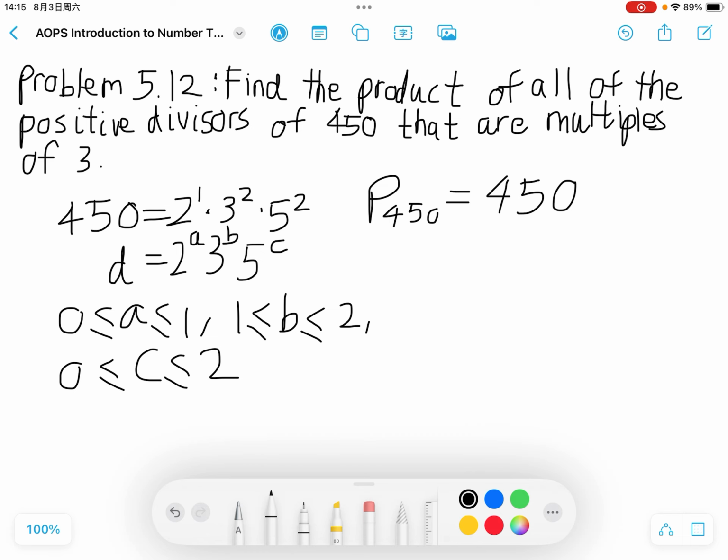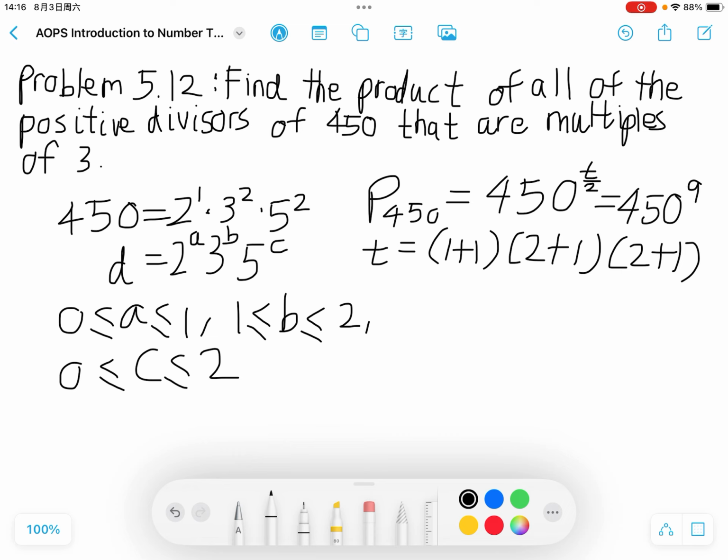So the number of divisors is going to be the product of each exponent plus 1. So let's call this T, the number of divisors. T is equal to every exponent here plus 1, the product of that. So 1 plus 1 times 2 plus 1 times 2 plus 1, which is 2 times 3 times 3. That's 18. So this is equal to 450 to the power of 9. However, here we want to find the product of divisors that are multiples of 3. So we can't use this method. We want to think of a new method.